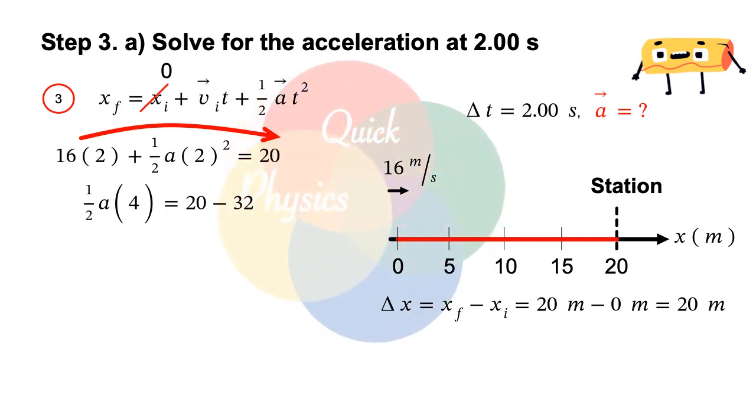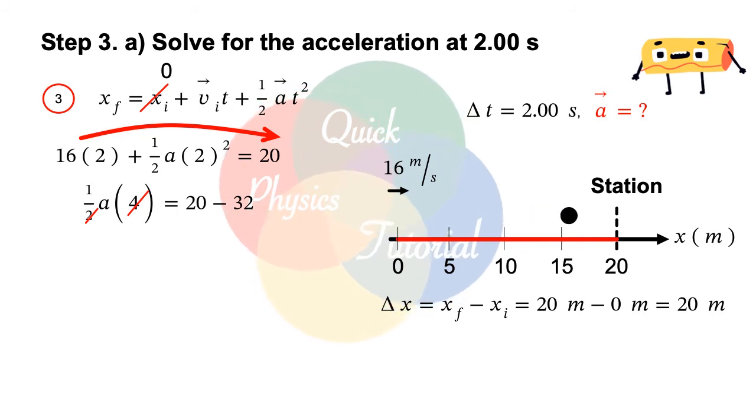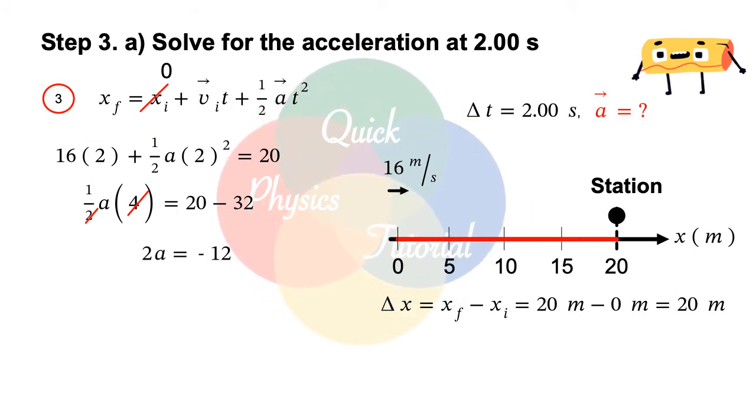32. Simplifying the equation, we write 2a equal to negative 12. Dividing 12 by 2, we get acceleration a equal to negative 6 meters per square second. So, the acceleration of the train at 2 seconds time is negative 6 meters per square second.